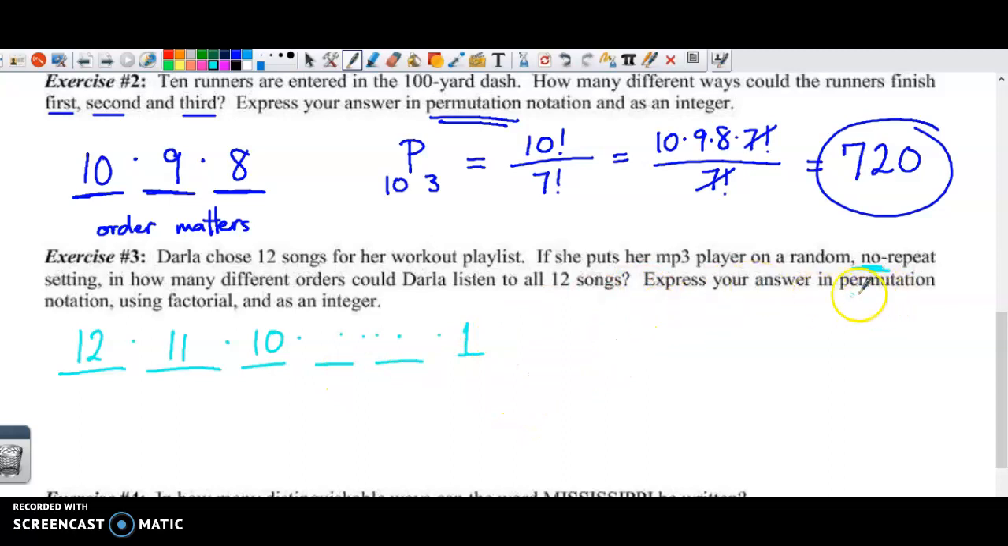So how is this as a permutation? It's 12P12. You got to listen to all 12 songs. So this is the same thing as 12 factorial over 0 factorial. And as a reminder, 0 factorial is equal to 1. So this is the same thing as just 12 factorial. And I think they want the integer answer. Yeah, that's what that last thing is.